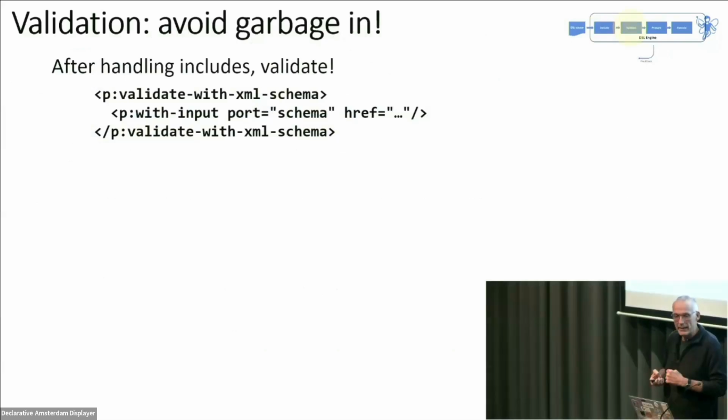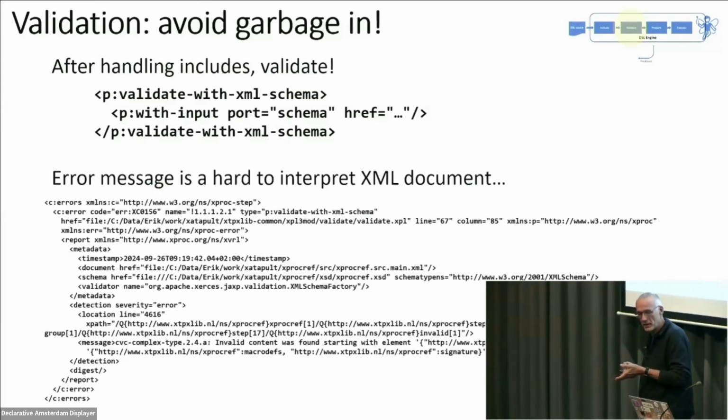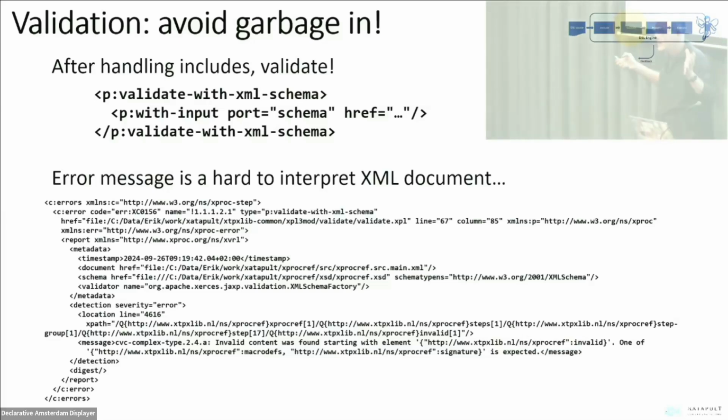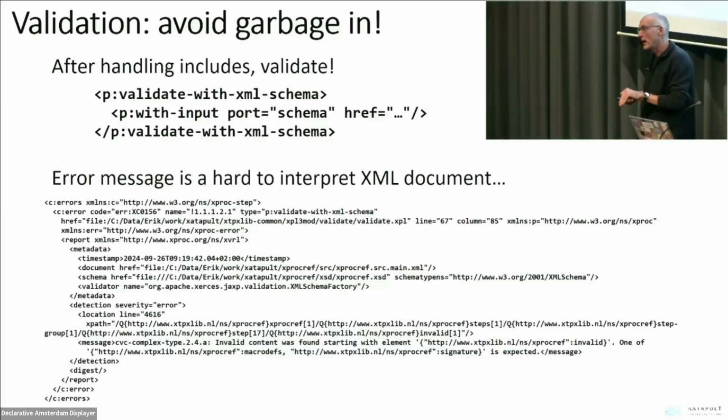After this, we need to validate. So we have a validation, which is of course about avoiding garbage in. And this is the XProc step that validates it for you, and it works. Here's a gotcha. If this validation fails, you get an error message, and this is the example. This is not very nice. It's an enormous blob of XML that pops up on your screen, and you think, what happened? So my advice would be, if you validate in XProc, simplify your error messages.